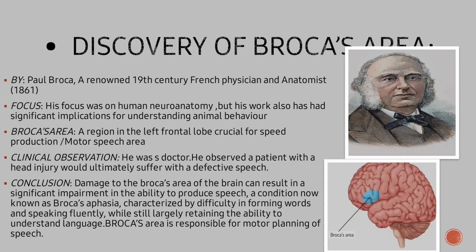So next is the discovery of Broca's area. First, Broca's area was identified by Paul Broca, a renowned 19th century French physician and anatomist. So what does Broca's area mean? It is the region in the left frontal lobe crucial for speech production. This is also called the motor speech area.